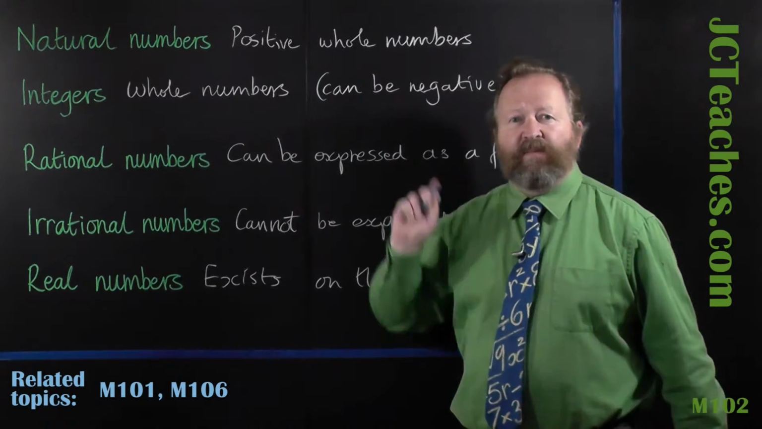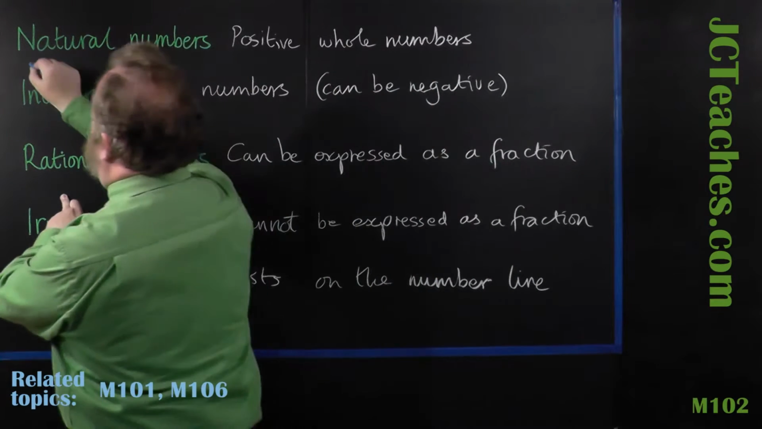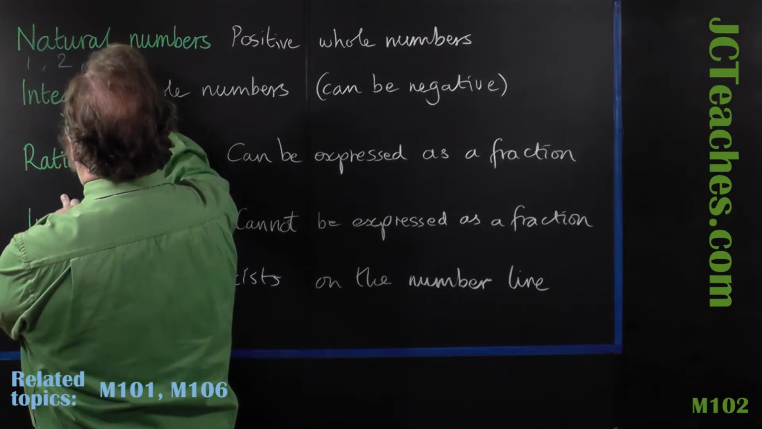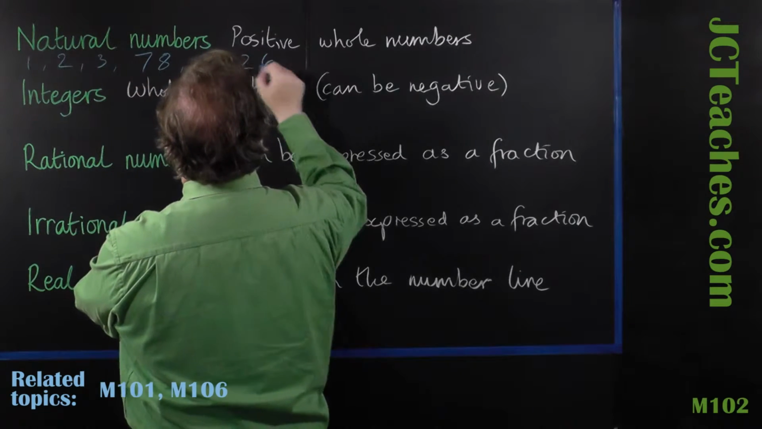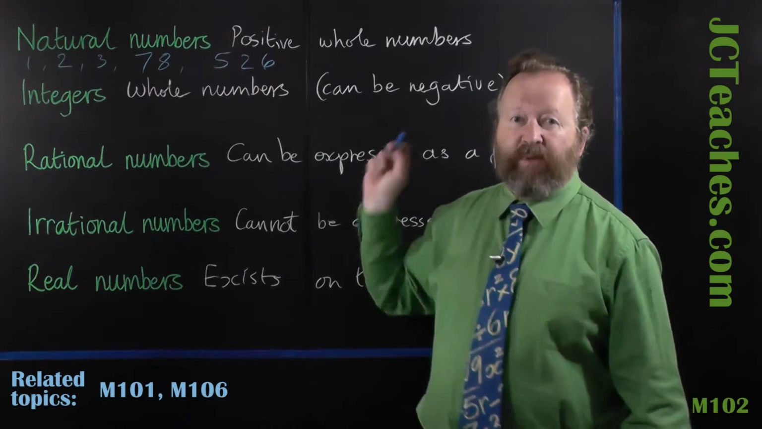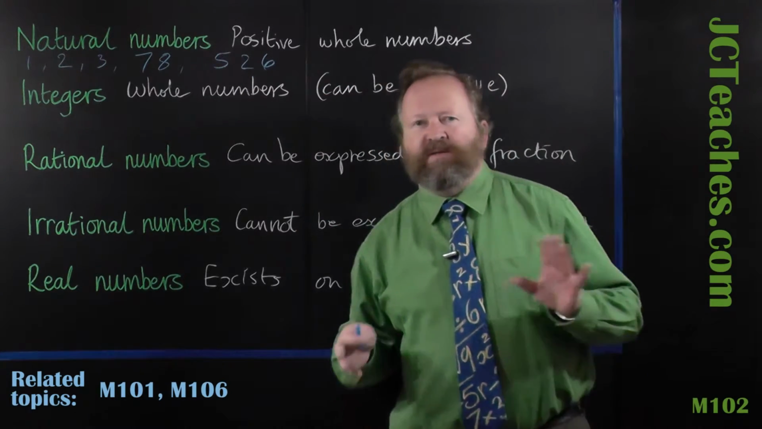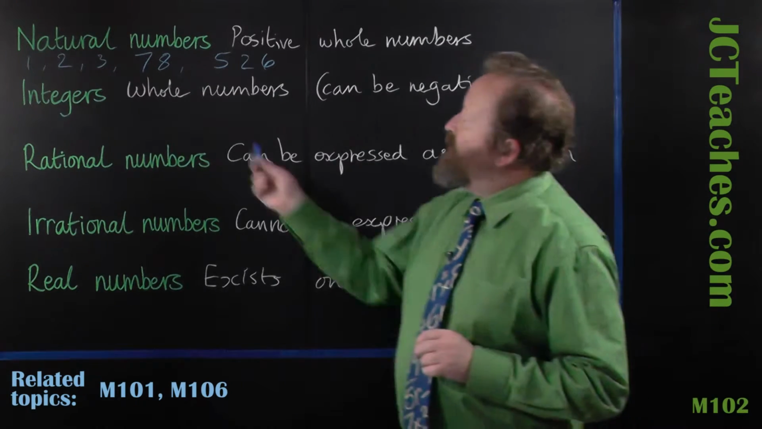Natural numbers then are the counting numbers. Okay, so we've got 1, 2, 3, 78, 526, any number you like that is a whole number and a positive number. Some computer scientists or other scientists would include 0, but we're not going to worry about that.